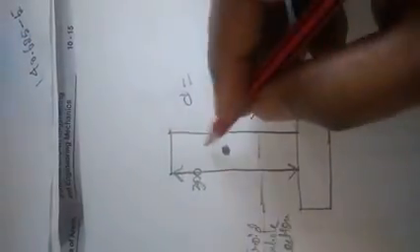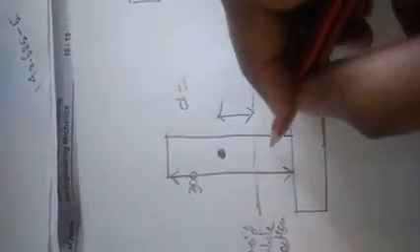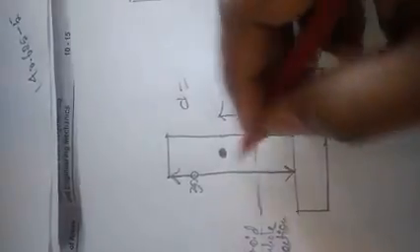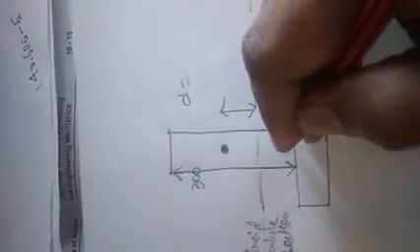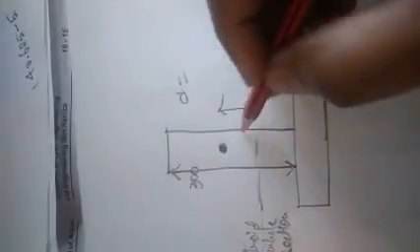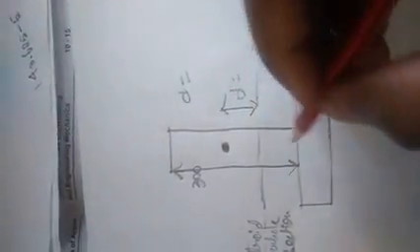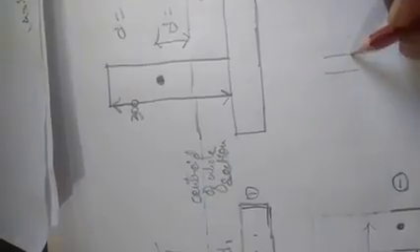D is nothing but the distance from the centroid of whatever section you take to the centroidal axis. Either your centroid lies above the centroidal axis or below it. The distance you take is D. Earlier, in this one, the centroid lies here below the centroidal axis. This is the common centroidal axis; I just separated the sections, that's all.